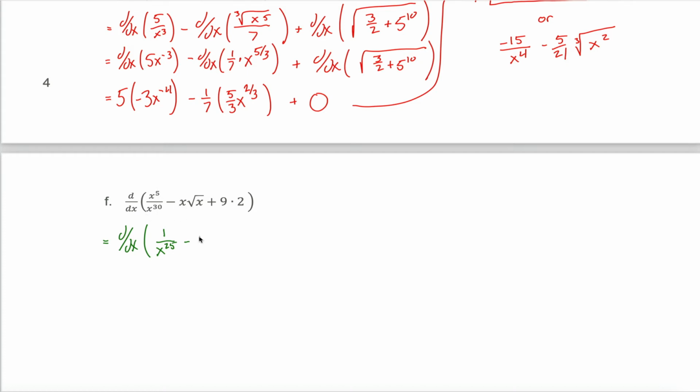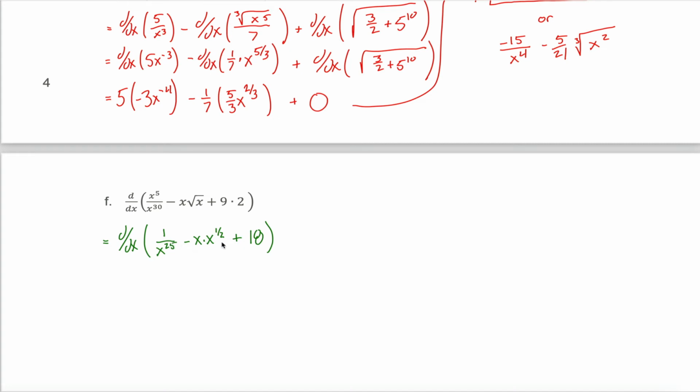X times the square root of x is the same as x times x to the 1/2 power, because the square root of x is the same as x to the 1/2. And then 9 times 2, if you want, you could write that as 18 because it's easy to do, but really you don't even have to. This is a constant, and the derivative of any constant is just equal to 0.